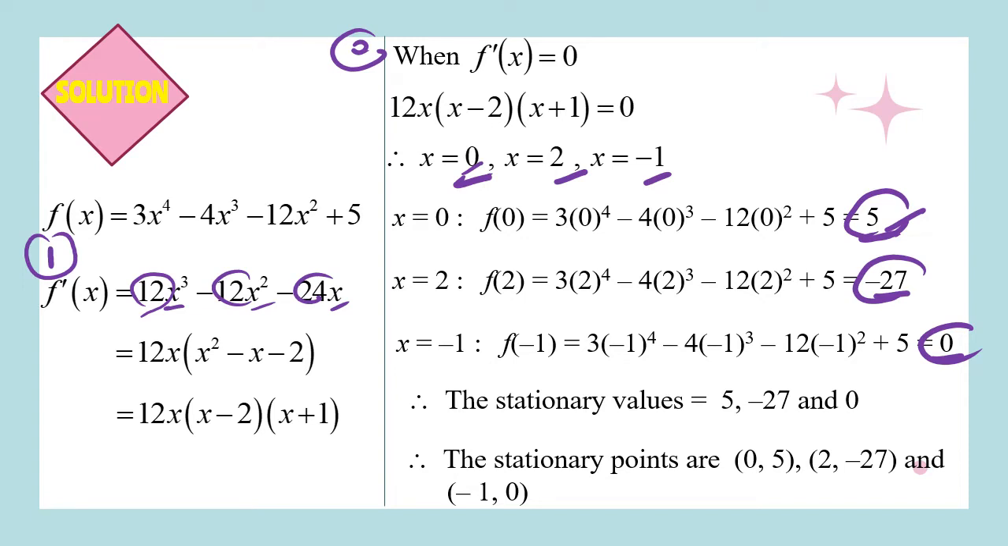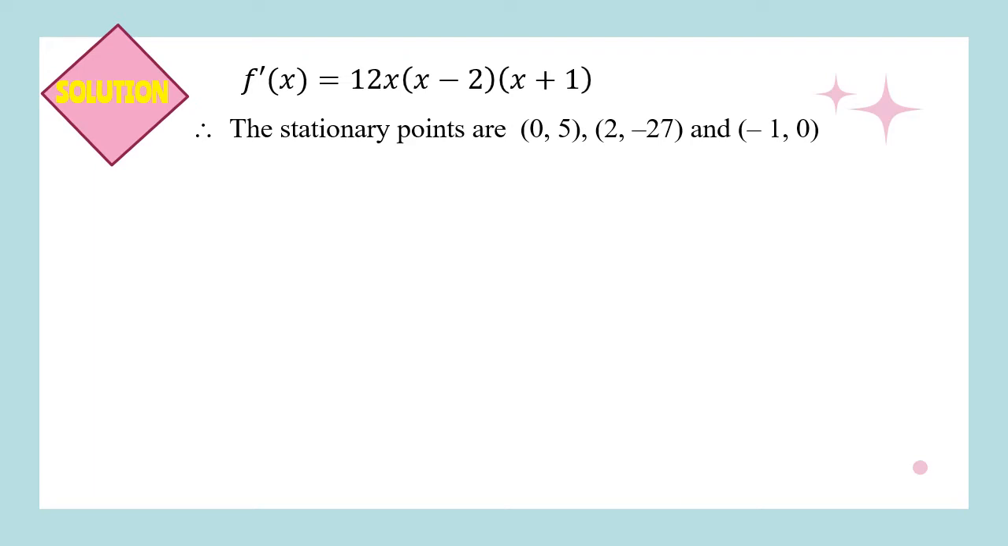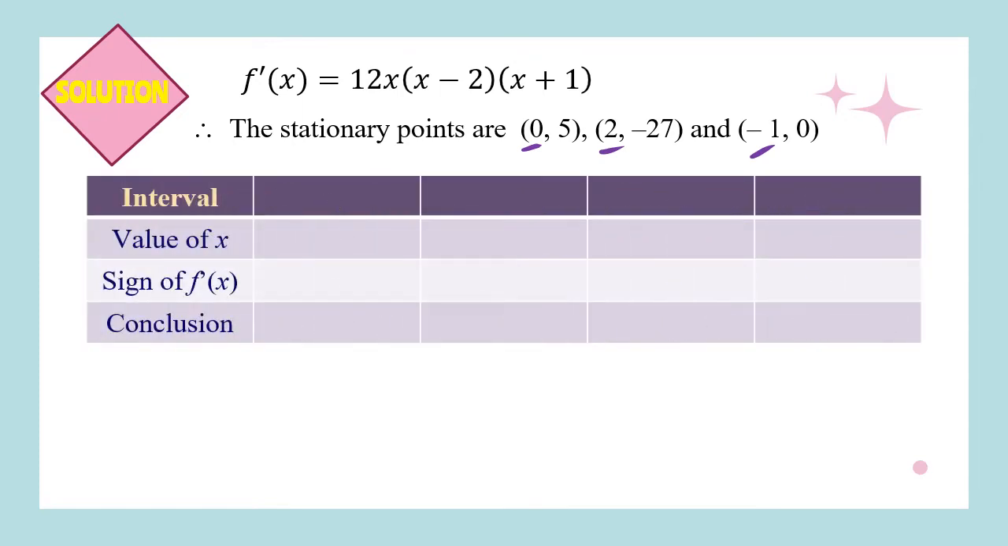So let's do that. If we have f prime x equal to 12x multiplied by x minus 2 multiplied by x plus 1, then we can check the value of f prime x for each of the criticals. Okay, the easiest way to represent this is to use a table. So what are the intervals we should have? Because we have 3 criticals, we should have 4 intervals separated by the 3 criticals. So what is the smallest value? It should follow increasing order. So the smallest value is negative 1.